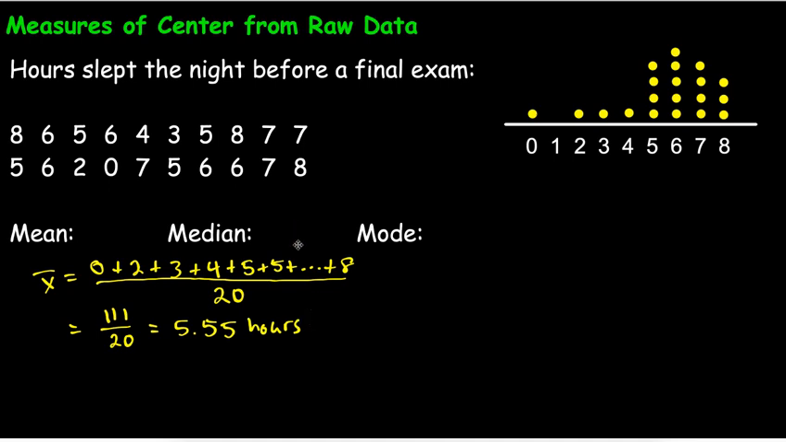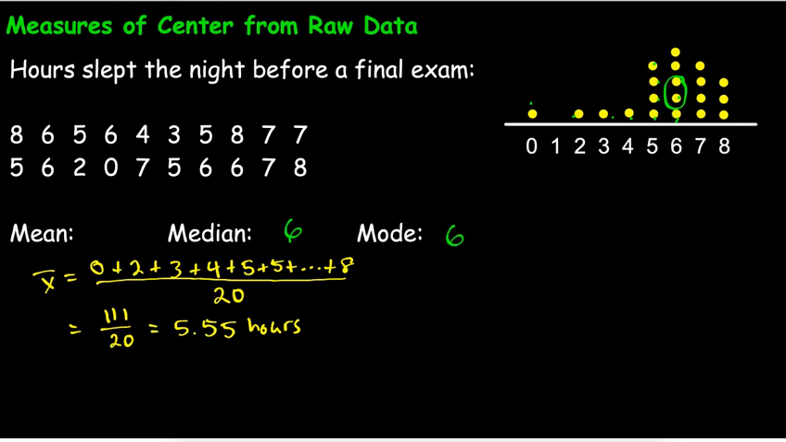Your median would be your middle value. I have 20 values, so I would just count off here. For 20 values, it's going to be the average of your 10th and 11th. So here's 1, 2, 3, 4, 5, 6, 7, 8, 9, 10, and 11 are both 6. So your median here would just be 6, the average of 6 and 6. And then your mode, the most frequent one, is also 6. And we can see that real clearly in this display.